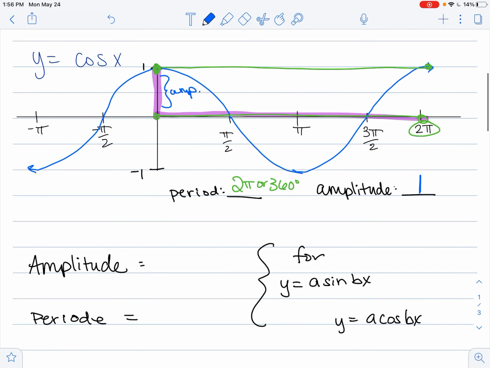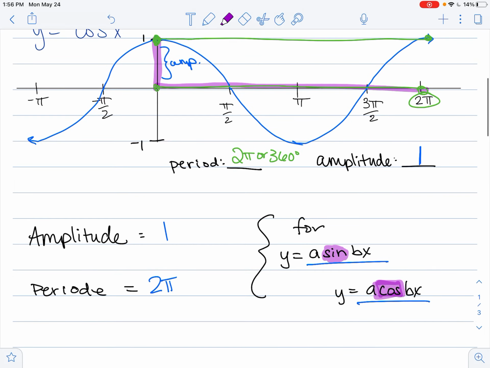Okay, so what do we know about both of these graphs? Both of them have an amplitude of 1, and they have the same period of 2 pi for both a sine bx and a cosine bx. And you're probably wondering, why, Mrs. Sells, do we see an a and a b with sine and cosine? Because that's where we're going to identify the amplitude. So A tells us the value of the amplitude.